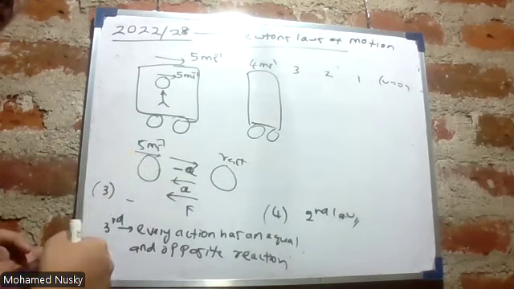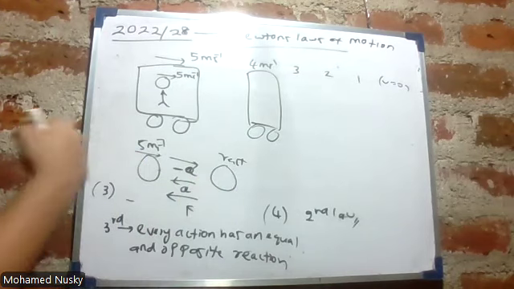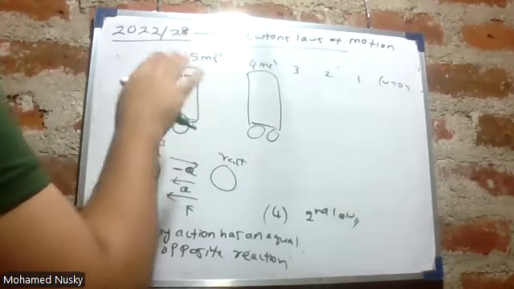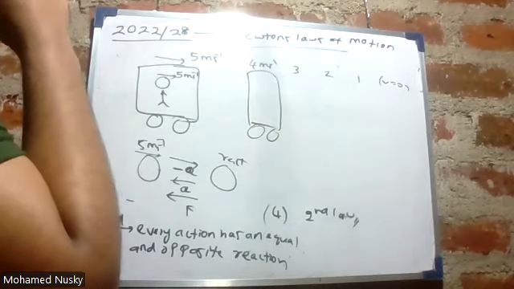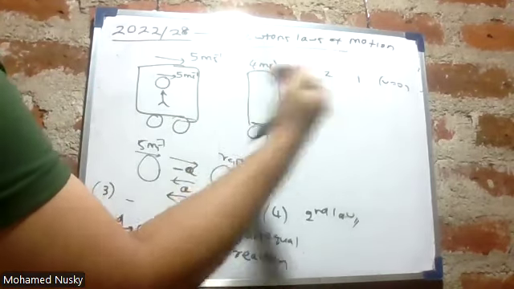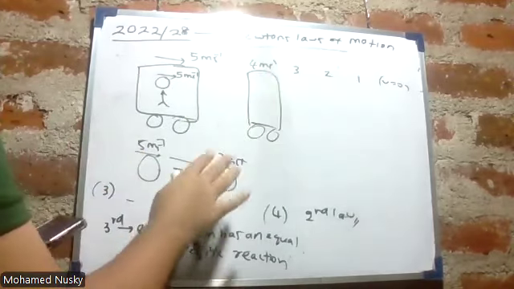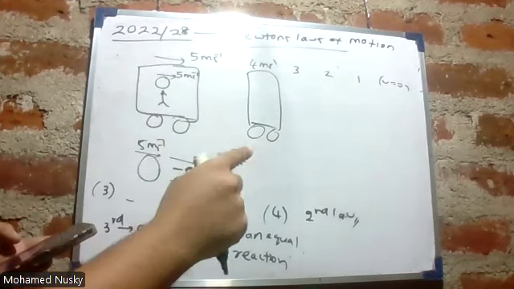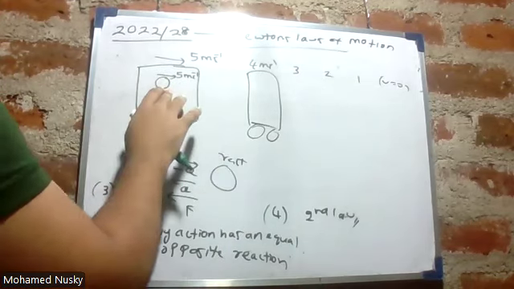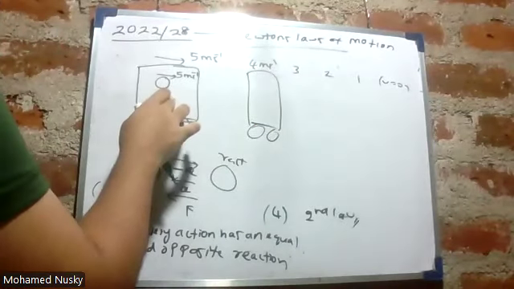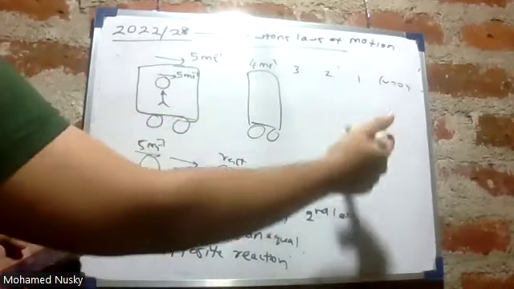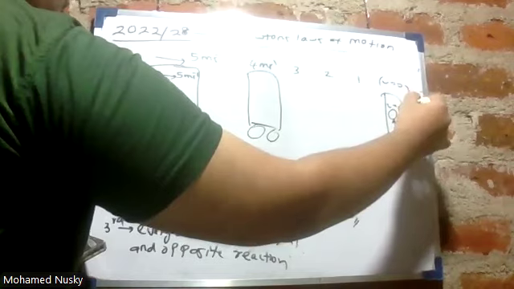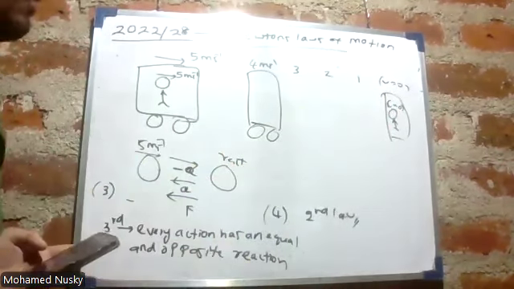So when a force is applied in this direction, the body will decelerate and come to rest. Likewise, when brakes are applied, the vehicle will decelerate. A force will be acting in the backward direction. It will decelerate and come to rest. Now, for the person inside the vehicle, a force should act in the backward direction for him to come to rest. He is initially at 5 meters per second, and when the bus velocity becomes 0, the person should also have velocity 0.